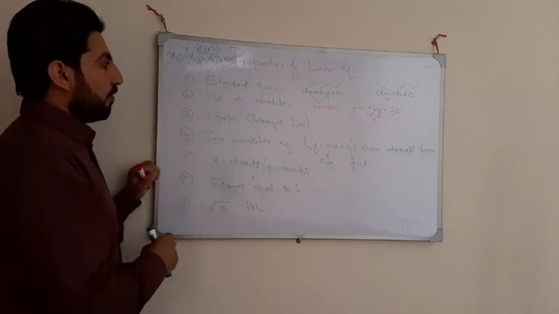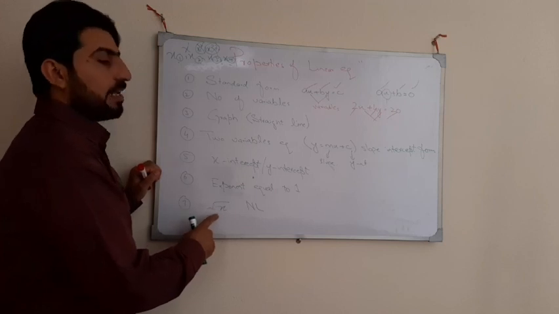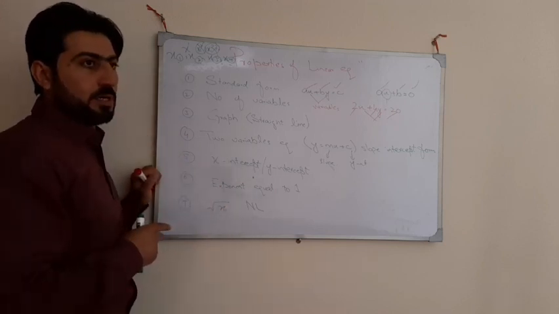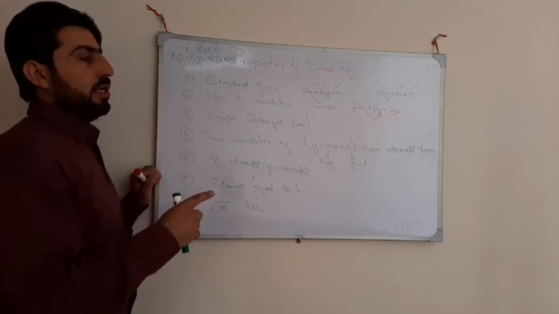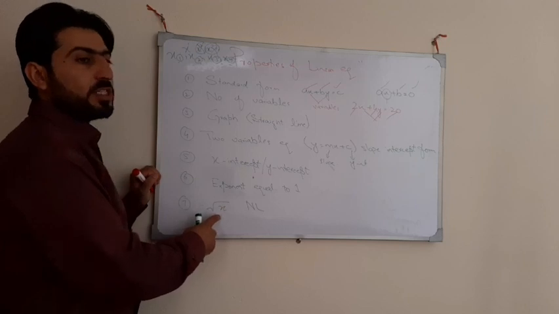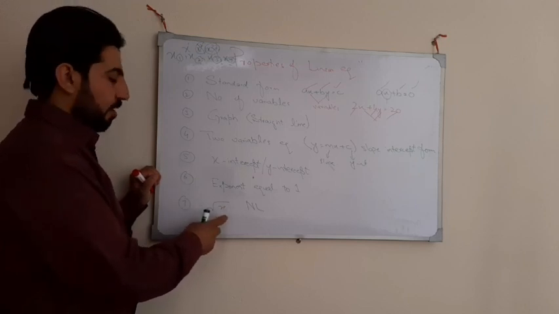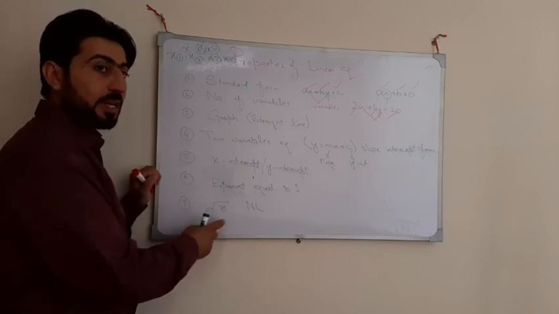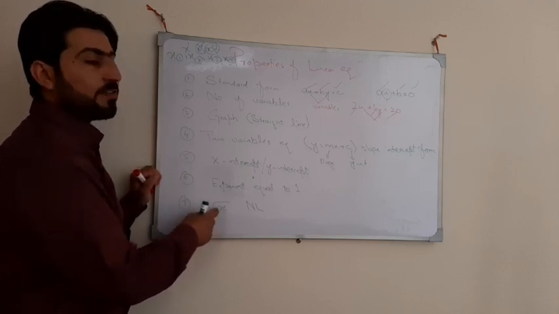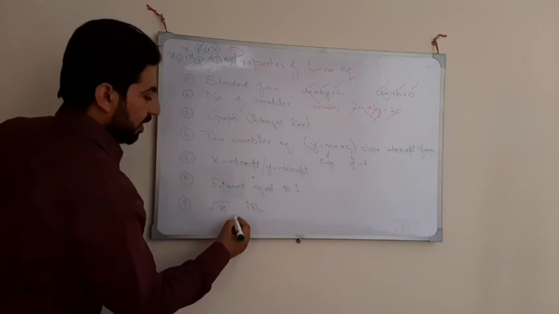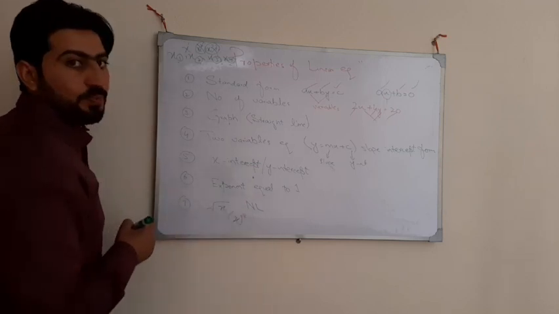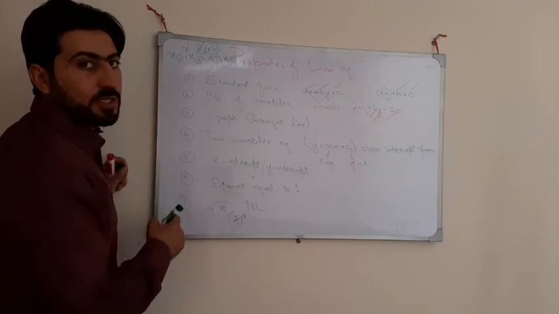The seventh property of a linear equation is that variables cannot take the form of roots, or a variable cannot be placed in root form. The power of the variable is then not equal to 1, because the value of the root is 1 by 2. So it is not a linear equation.